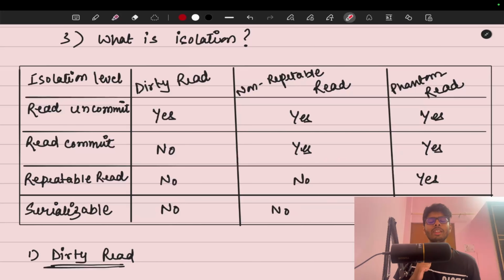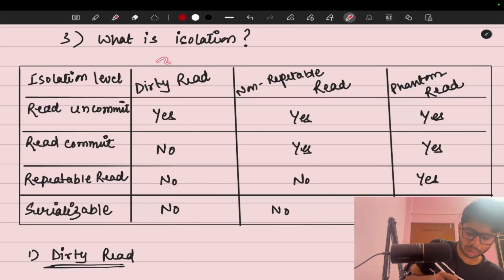So isolation means if there are two transactions happening in the system, let's say transaction T1 and transaction T2. Transaction T1 wants that my transaction should not get affected by any other transaction of the system. My transaction T1 should be isolated from all the other transactions, and similarly transaction T2 also wants that it should not get affected by any other transactions. But there are some problems that these transactions are going to face.